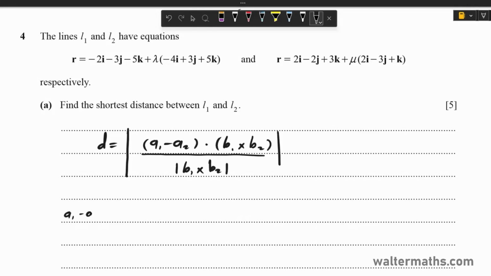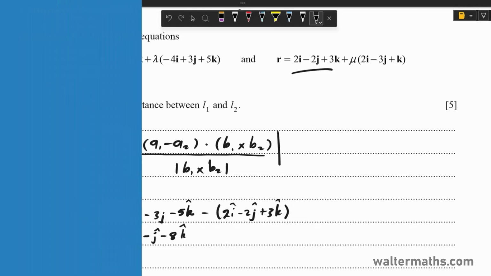So for our A1 minus A2, we are using the points minus 2i minus 3j minus 5k, all right? And that's minus A2, which is 2i minus 2j plus 3k. All right, so we're subtracting this and we get minus 2 minus 2, that's minus 4i, and minus 3 minus minus 2 is minus j, and minus 5k minus 3k is minus 8k.